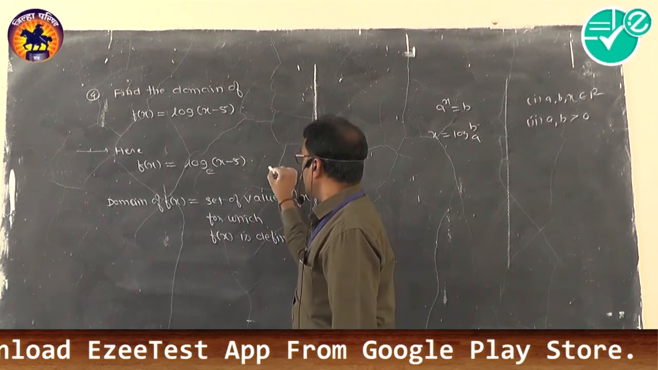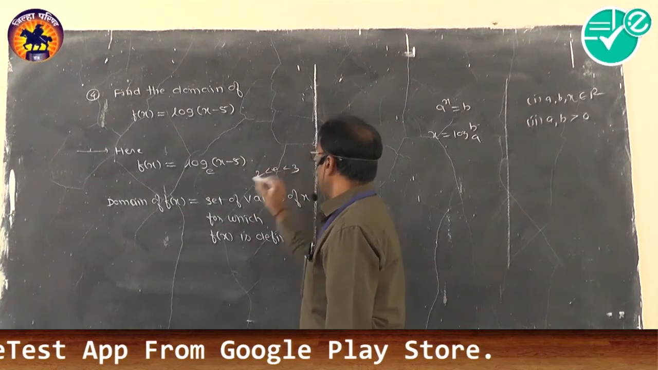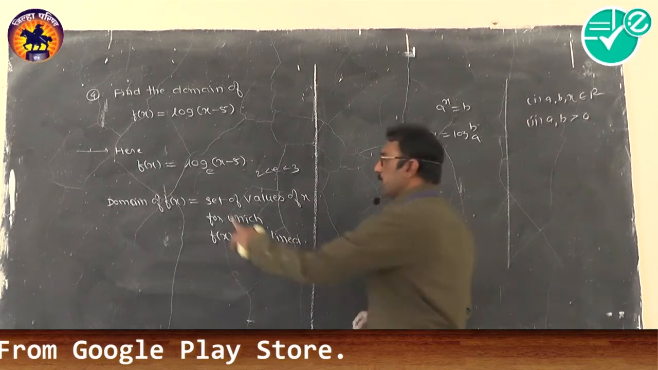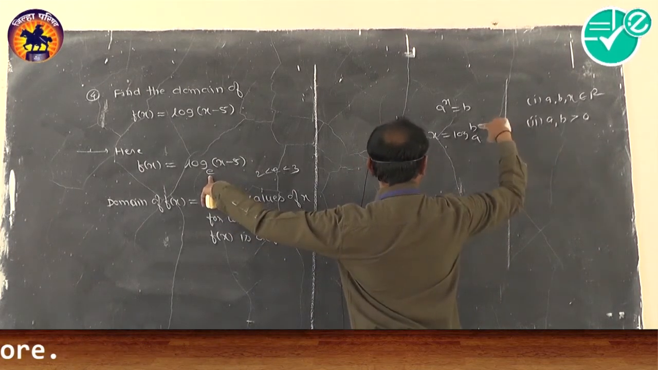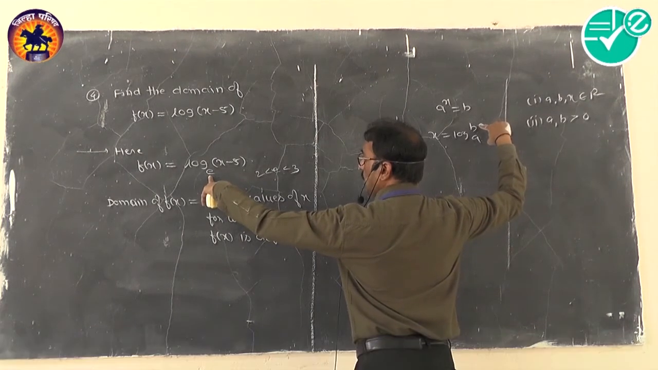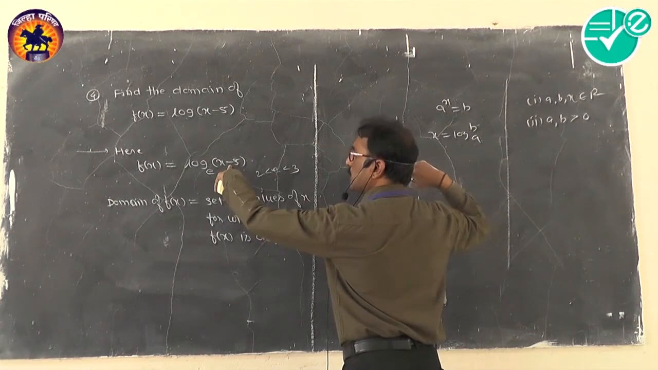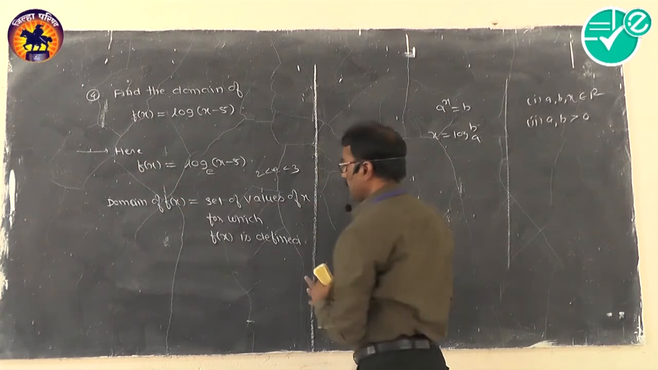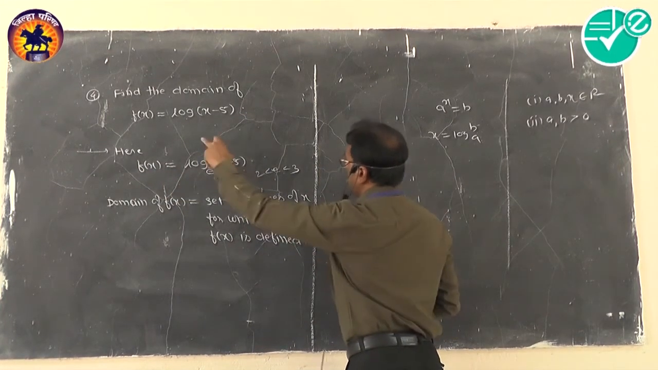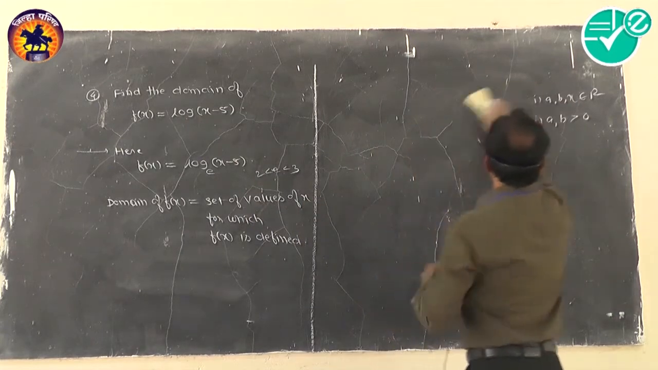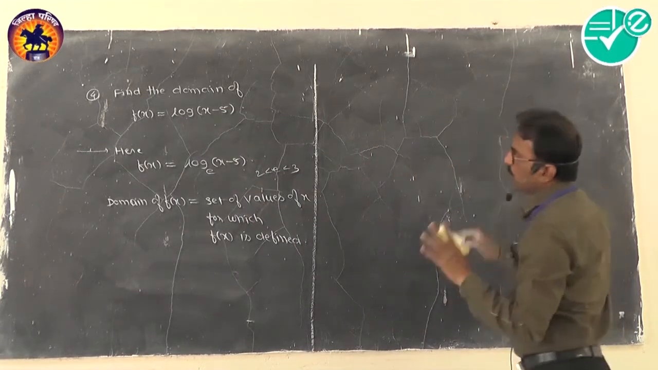Remember one thing, e lie between what? E lie between 2 and 3. That's why this base is always positive, but we want this logarithmic quantity to be positive, means this x minus 5 is positive. This function f of x should be defined if this x minus 5 is greater than 0, and that value we want, and that is called domain.